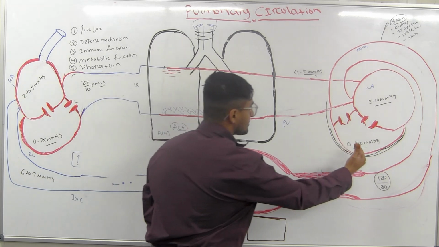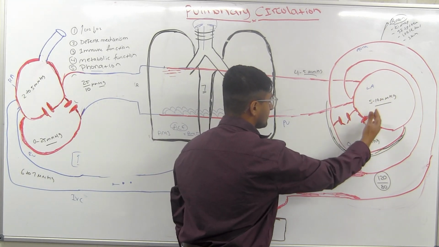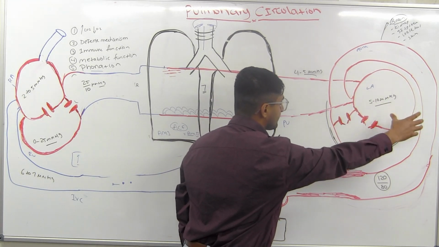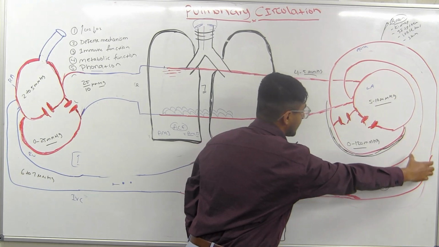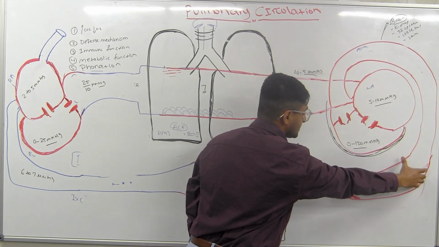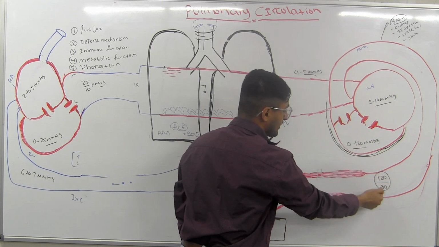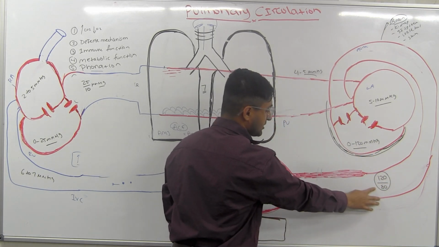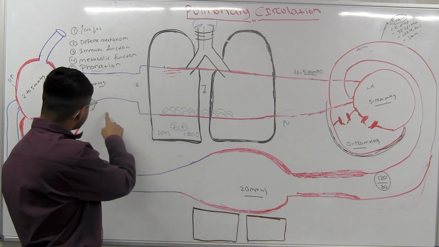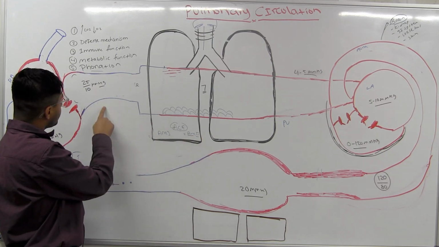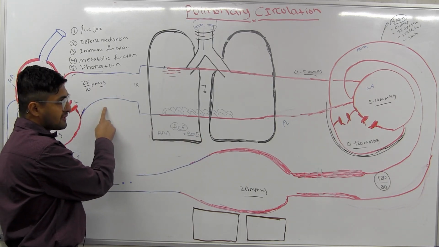And if you look at the pressure difference right here, because of that, your aortic pressure is also going to be different, right? It's going to be 120 over 80. That is the pressure that you see on the arterial side, in the aorta, and in the pulmonary artery you see 25 over 10, right?